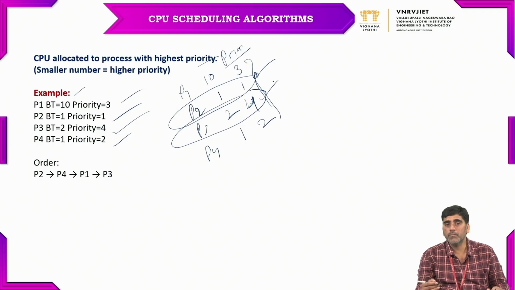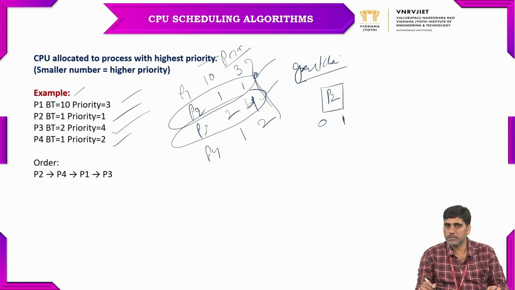Now how can we move them into the queue? Let us draw the Gantt chart diagram. The highest priority process is P2, so let us move P2 into the queue first. P2 arrived at 0 and its priority is 1. The burst time is 1, so it completes its execution at 1 millisecond.